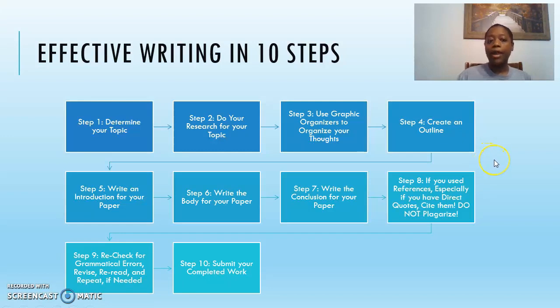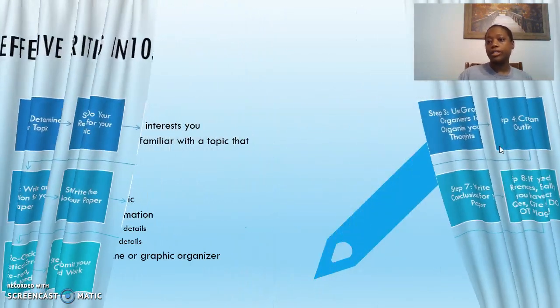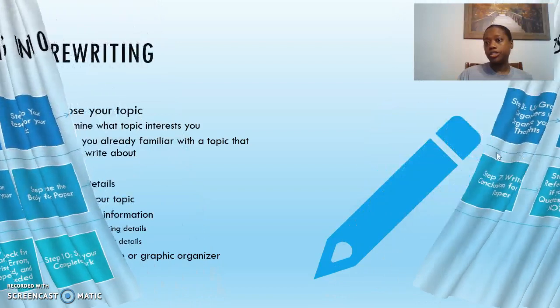Step 5, write an introduction for your paper. Step 6, write the body for your paper. Step 7, write the conclusion for your paper. Step 8, if you use references, especially if you have direct quotes, you want to cite them. Do not plagiarize. Step 9, recheck for grammatical errors, revise, reread, and repeat if needed. Step 10, submit your completed work. So those are the 10 steps that I think are essential that you want to teach.